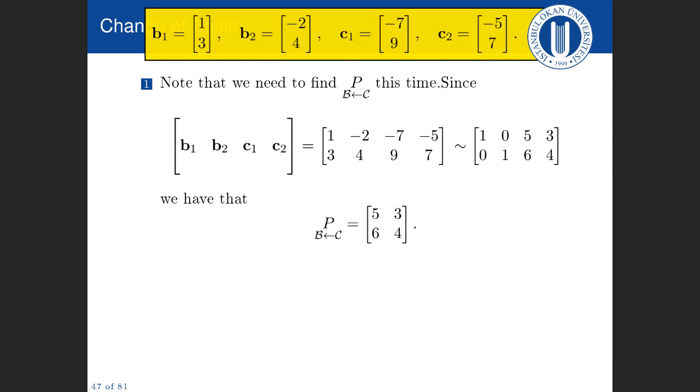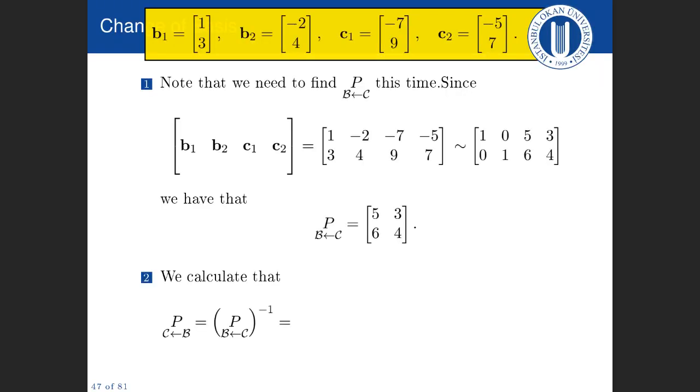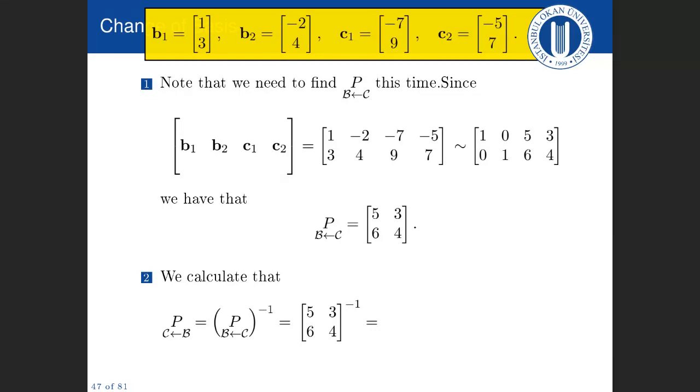And then in part 2, we wanted the other change of coordinates matrix. We wanted the change of coordinates matrix from B to C. But that's just the inverse of the matrix that we found. So we want the inverse of the matrix 5, 3, 6, 4. And an inverse of a 2 by 2 matrix is easy. I'll leave it for you to check that we get 2, minus 3 over 2, minus 3, 5 over 2.